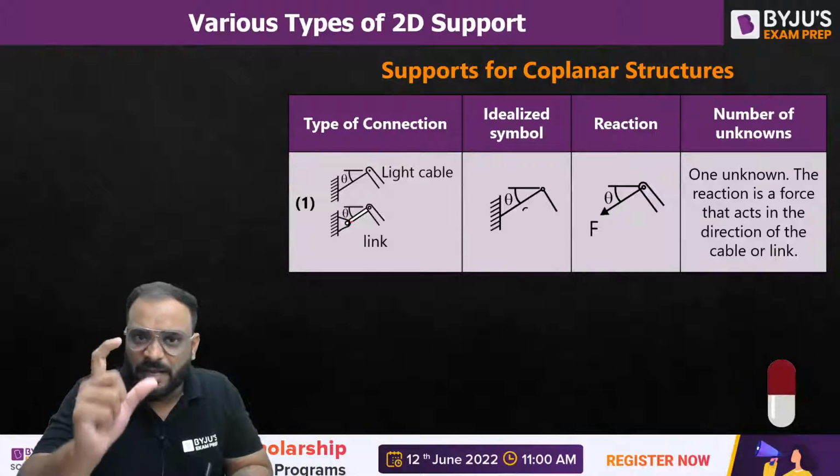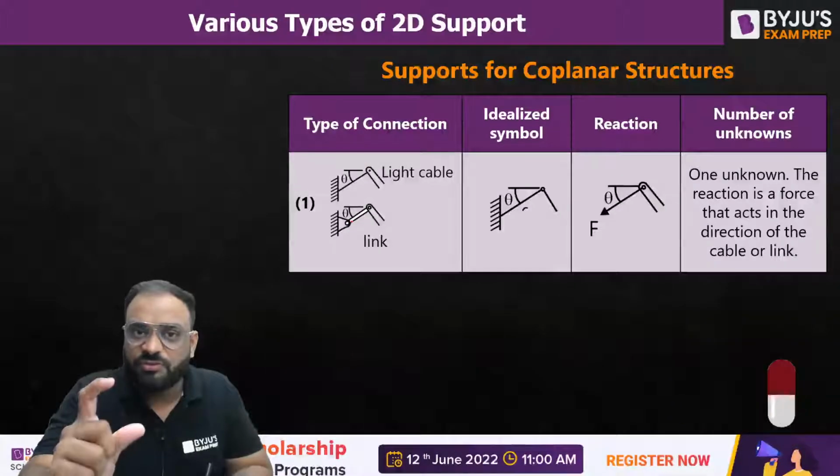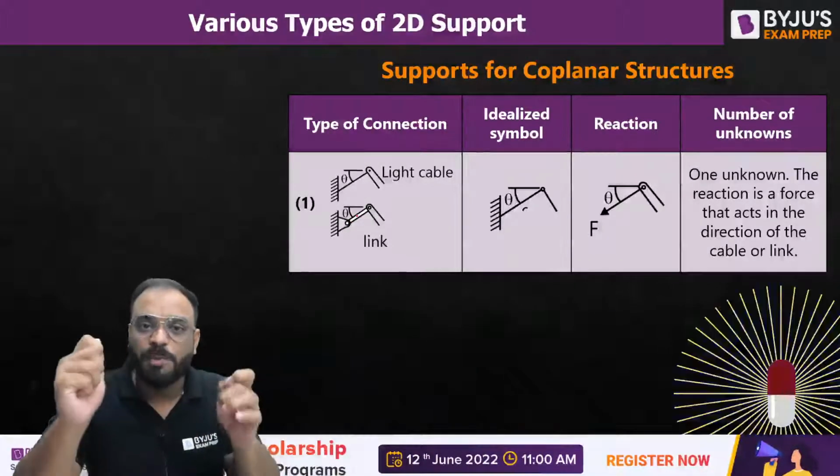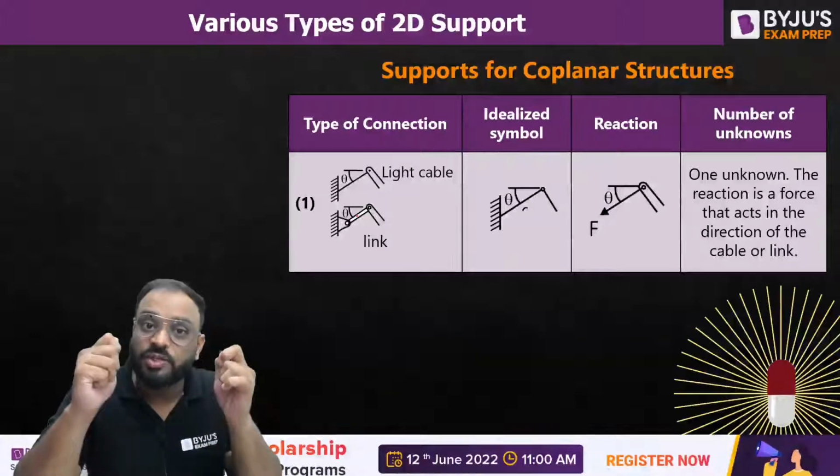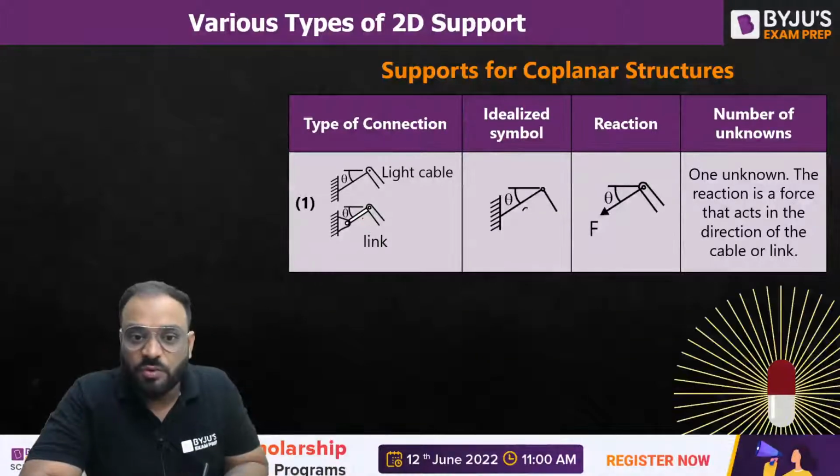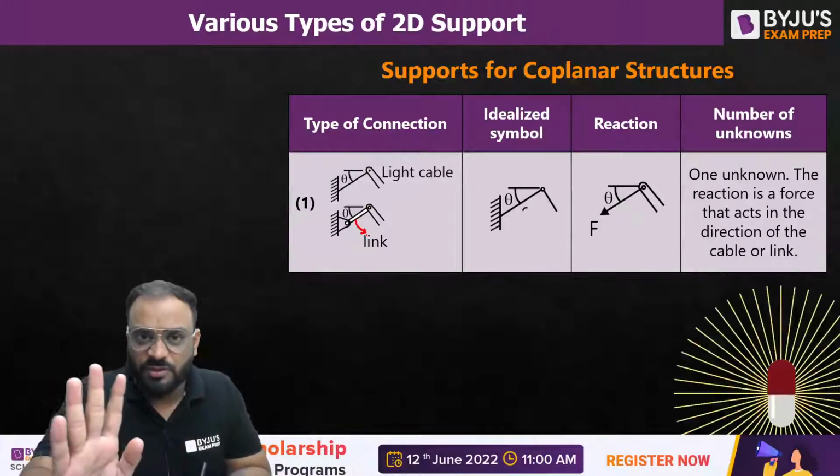So guys, it is a member which can take only axial force, and it is connected with 2 pins, or you can say that it is connected with 2 hinges. So this is known as what? This is known as a link. It can carry only axial force, right?